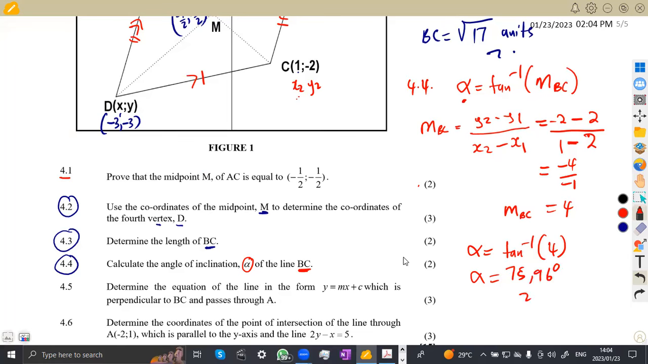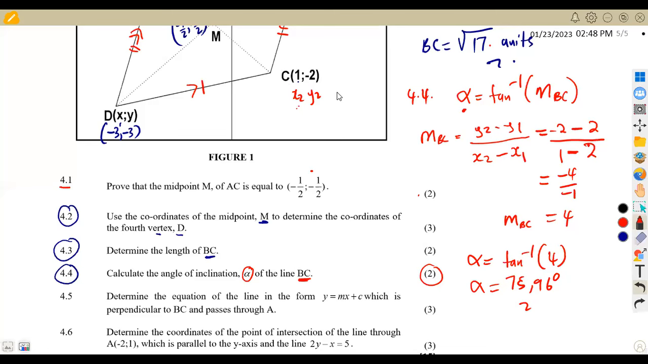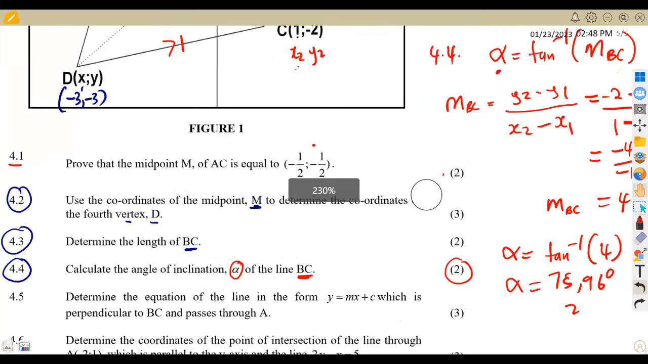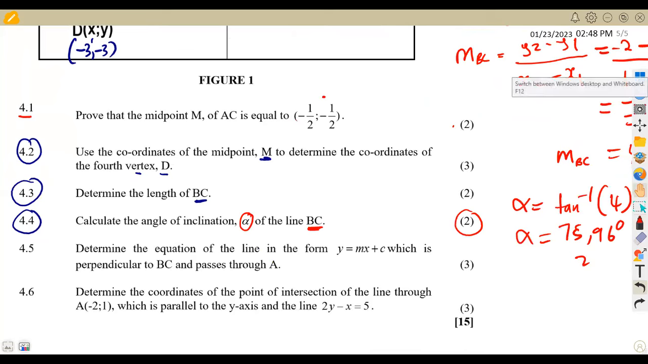Okay, so that was the angle alpha on question 4.4, and that is actually 2 marks. As you can see, guys, just 2 marks. So let's see the other part of the question, what we are given. In 4.5, we are now asked to determine the equation of the line in the form y is equal to mx plus c. Take note, we are given that the line is perpendicular to BC and passes through point A.